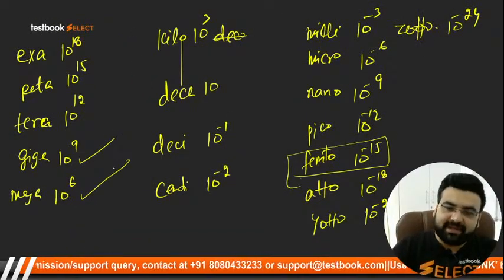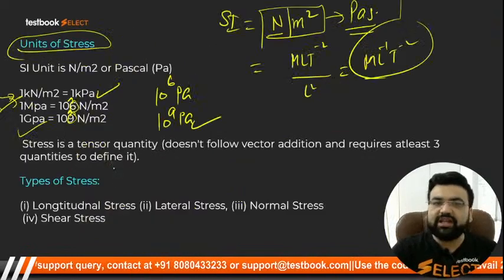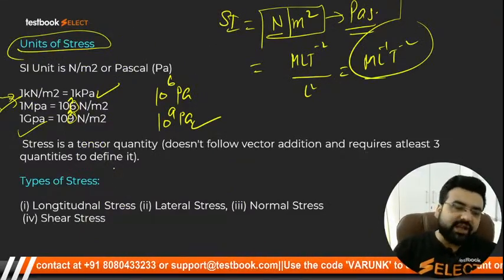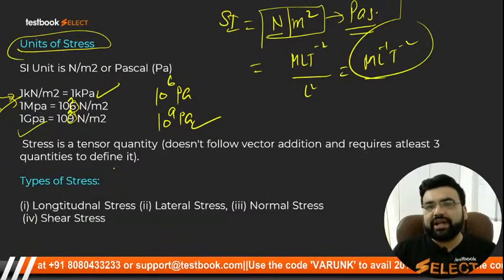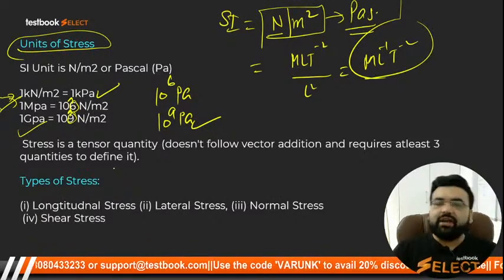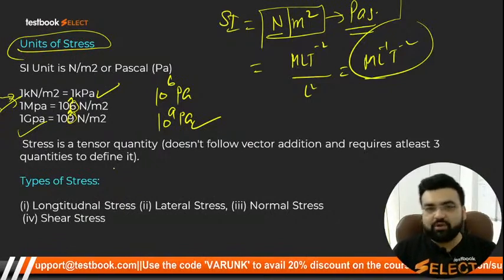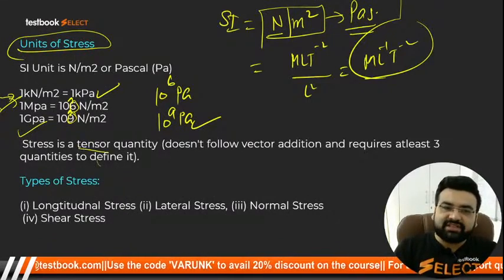Mega is 10 to the power 6 Pascals. So from here you can convert whatever the unit you want to convert. Also students, stress is neither a vector quantity nor a scalar quantity. We have given a special name to this quantity, which is called a tensor quantity. Now what is the meaning of this tensor quantity?